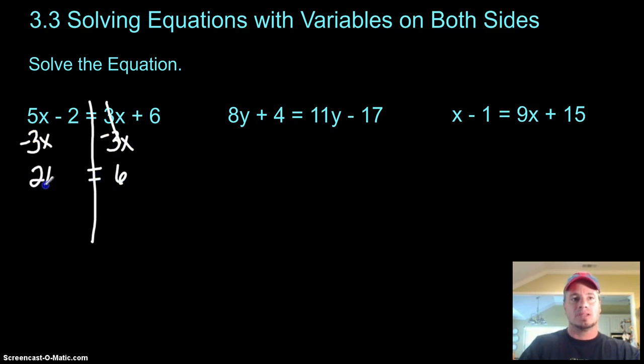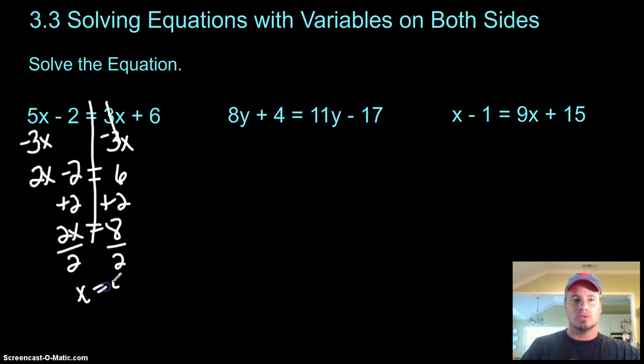Now I've got 6 over here. I've got 2x minus 2 over here. I'm down to a two-step equation. You know how to do this. Get rid of the negative 2 first. I get 2x equals 8. Then the last thing I do is get rid of that multiplication bond by division. I get x equals 4. And there we have it.